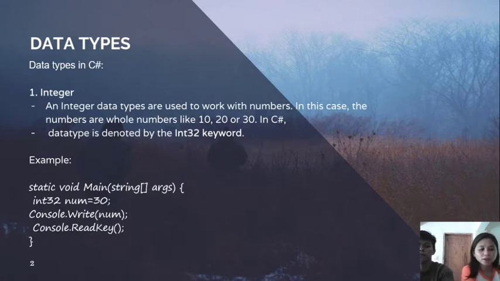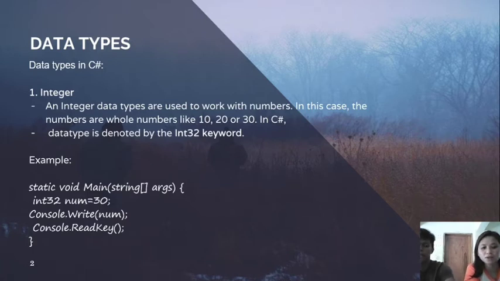In this code, the int32 data type is specified to declare an integer variable called num. The variable is then assigned a value of 30. The console.write function is used to display the number to the console.